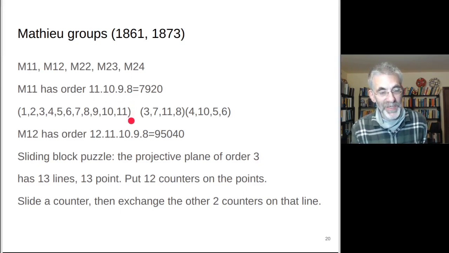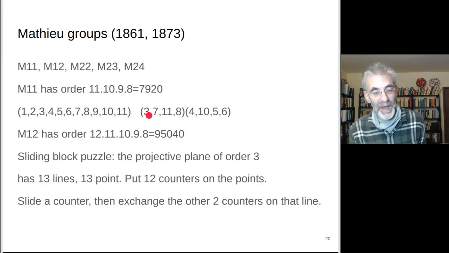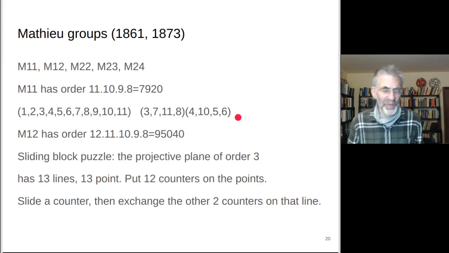You can describe the Mathieu group very simply just by saying it's generated by these two permutations. So this is the permutation taking the first object to the second to the third and so on, and the 11th to the first. And this permutation takes object 3 to 7, 7 to 11, 11 to 8, and 8 to 3, and then it takes 4 to 10, and so on. So if you just write down these two permutations in one line, that defines the Mathieu group. Well, obviously writing it down like that doesn't actually give very much insight into the group. You have to do really rather a lot of calculations to find out what M11 actually looks like from those.